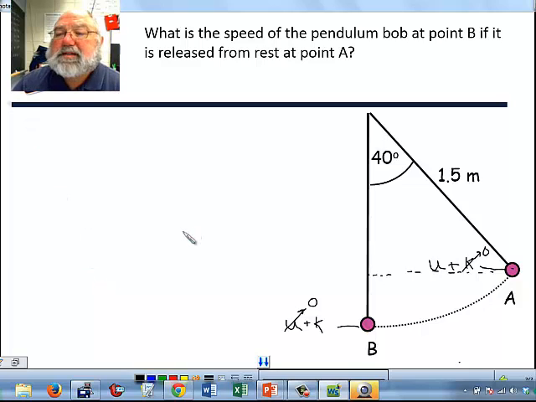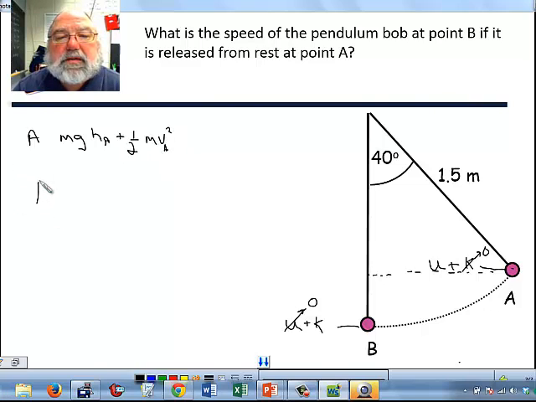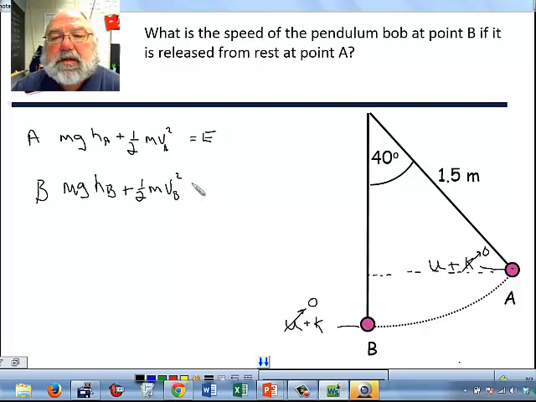Now, we know that our energies are constant. The total mechanical energy is a constant. So that says at point A, we have m g h_A plus 1/2 m v_A squared. Let's go ahead and say that's equal to E, the mechanical energy. At point B, we have m g h_B, the height at B, plus 1/2 m v_B squared. And that's also equal to E.